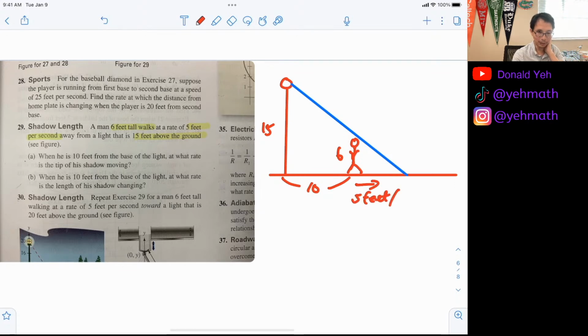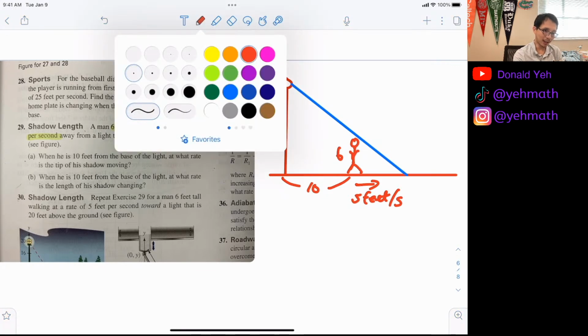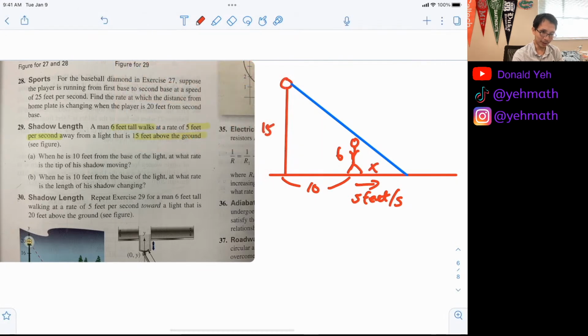We spent all period yesterday talking about how to assign a variable. I'm going to assign the x on the bottom and y here. You can assign any way you want, as long as you keep the right orientation. And what kind of relationship am I seeing here? Similar triangles, right?